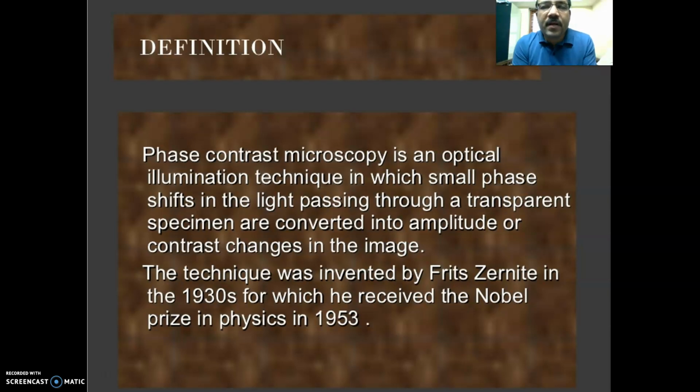Then what is actually the definition of phase contrast microscope? Phase contrast microscope is an optical illumination technique in which a small phase shift in the light passing through a transparent specimen is converted into amplitude or contrast change in the image.